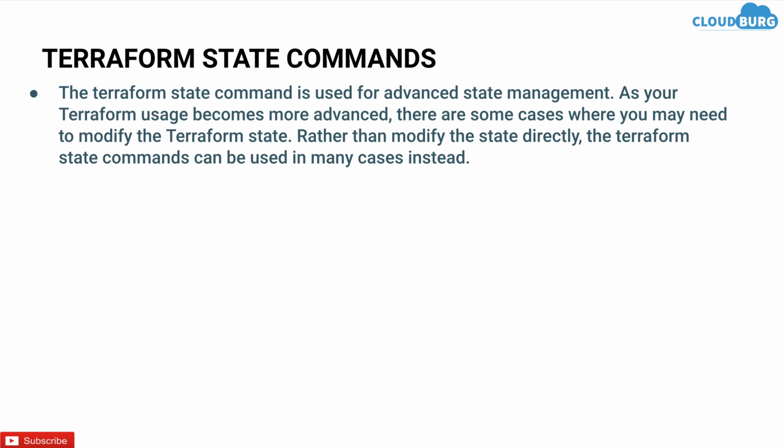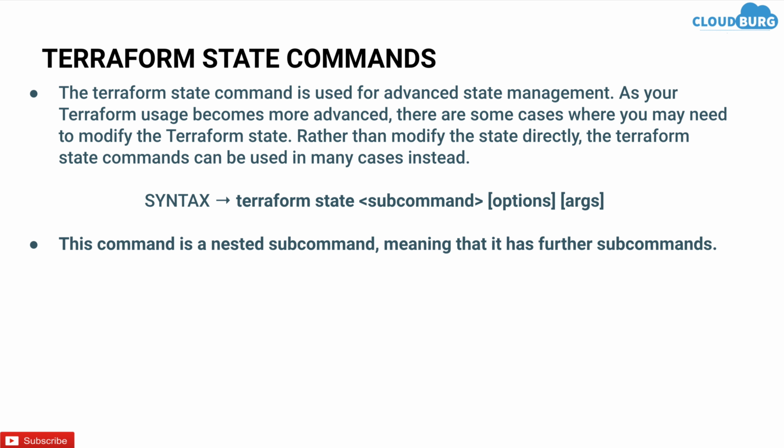So it is suggested not to make any changes manually in the Terraform state, but if you want to change your Terraform state directly, then you can use these Terraform state commands. So the syntax is quite simple. It is terraform state, space, subcommand, and then options and arguments. This command is a nested subcommand, meaning it has further subcommands. These commands are used to check the state.